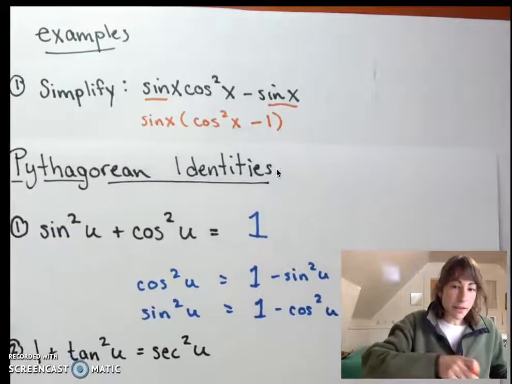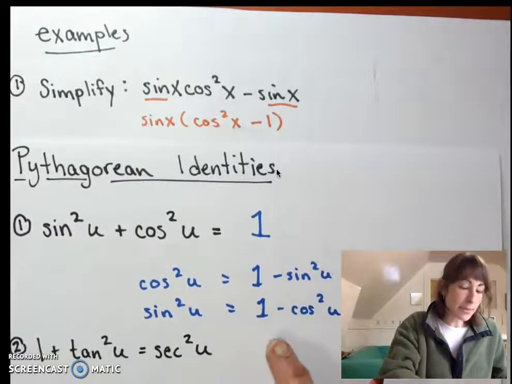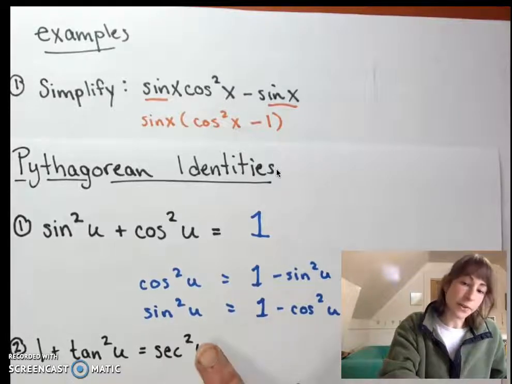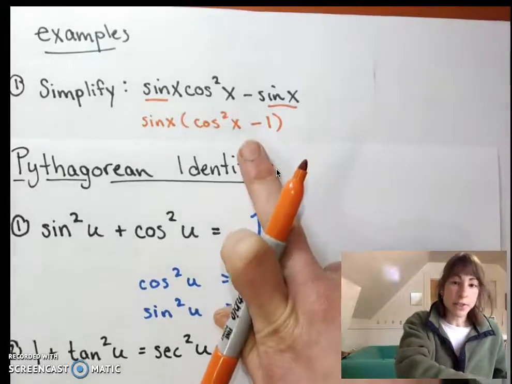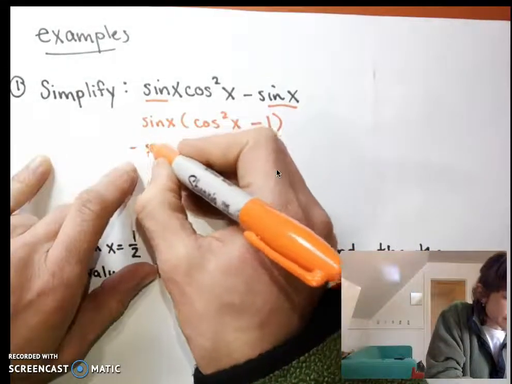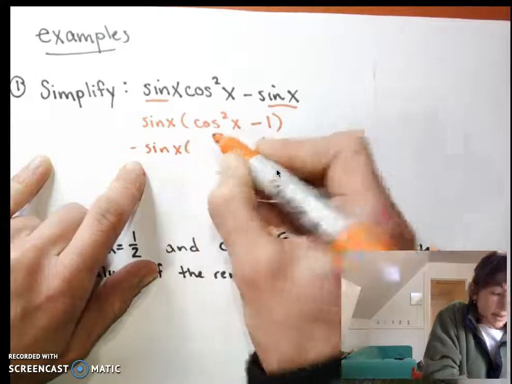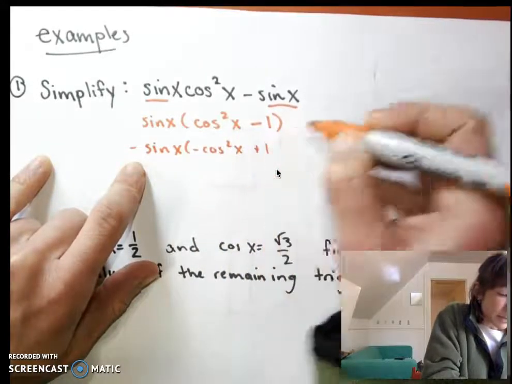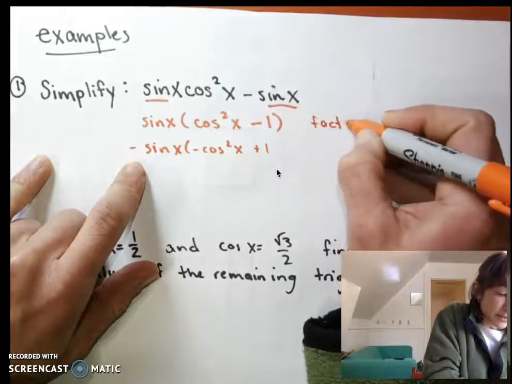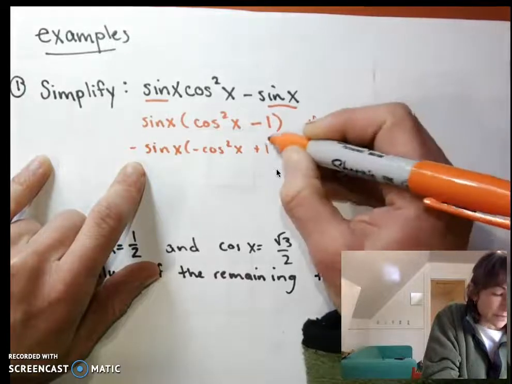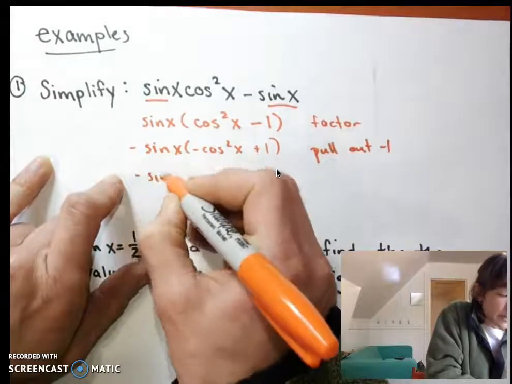So remember, from the Pythagorean identities, sometimes we see it in the form 1 minus cosine squared equals sine squared. So that's pretty close to this. If I pull out a -1, then this becomes negative cosine squared, and this becomes 1. So my first step was factor. My second step was pull out -1. Now I'm just going to rearrange that.